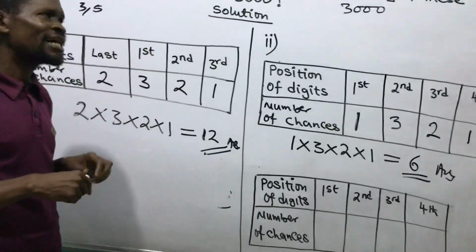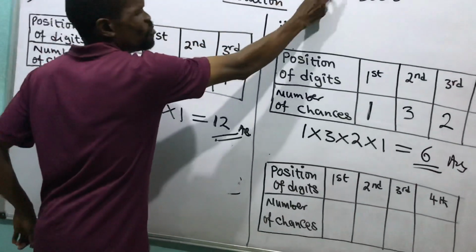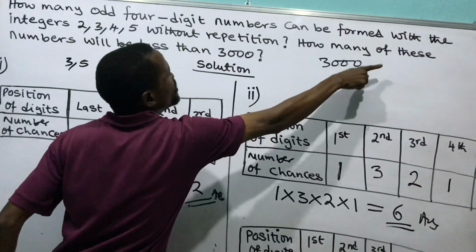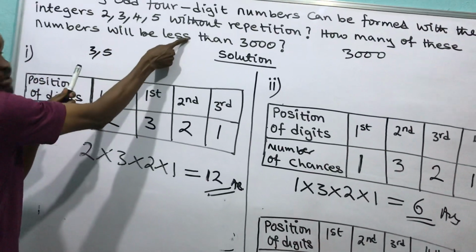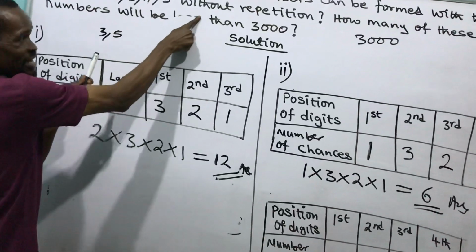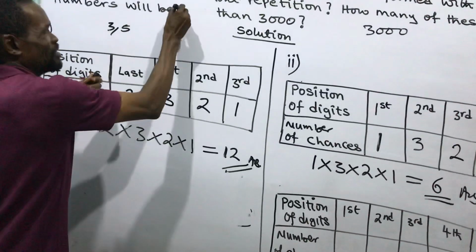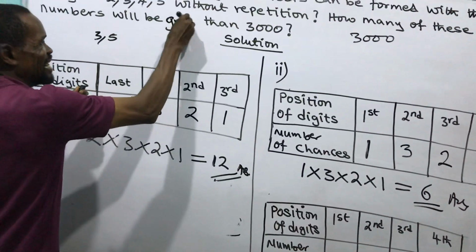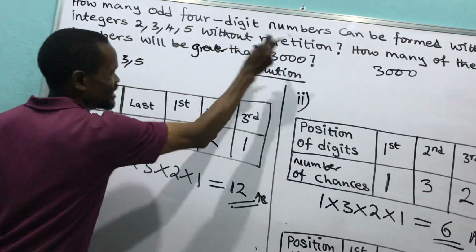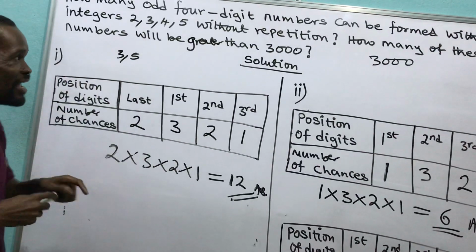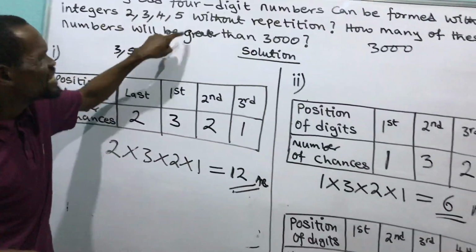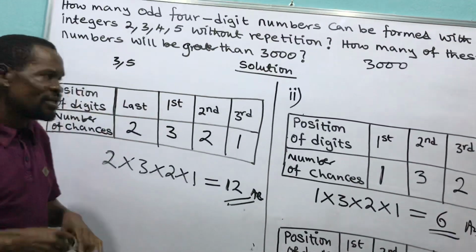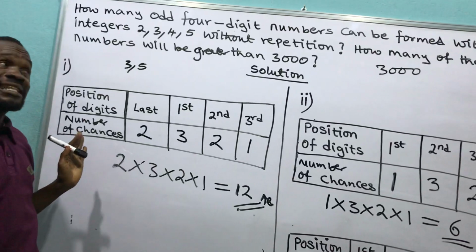Assuming they said in this question, how many of these numbers will be greater? Instead of less, they say greater. Let us clean this and put greater. We have done it for less; now greater than 3,000. Assuming they said, how many of these numbers will be greater than 3,000? Now they are talking about greater than 3,000.